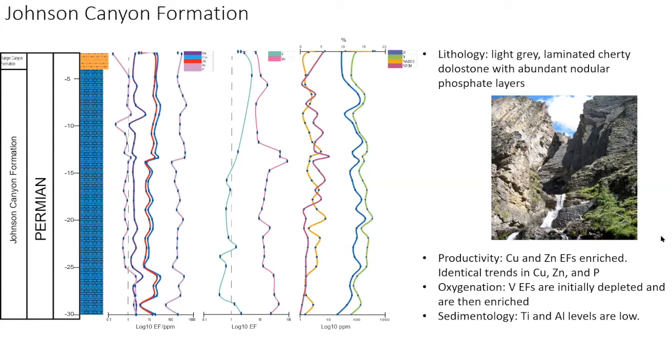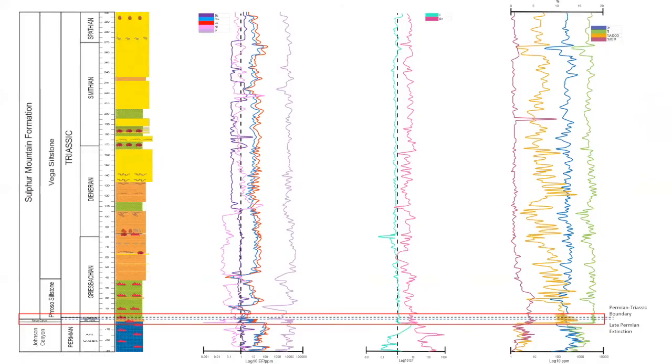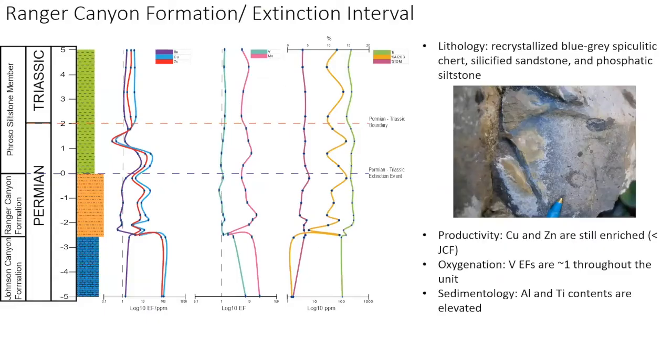Click the button and now it's not going. There we go. All right, next we will be moving into the Ranger Canyon. In the Ranger Canyon, we would also be looking into the late Permian mass extinction, as well as the Permian-Triassic boundary, just giving a little tidbit about what's going on within that department.